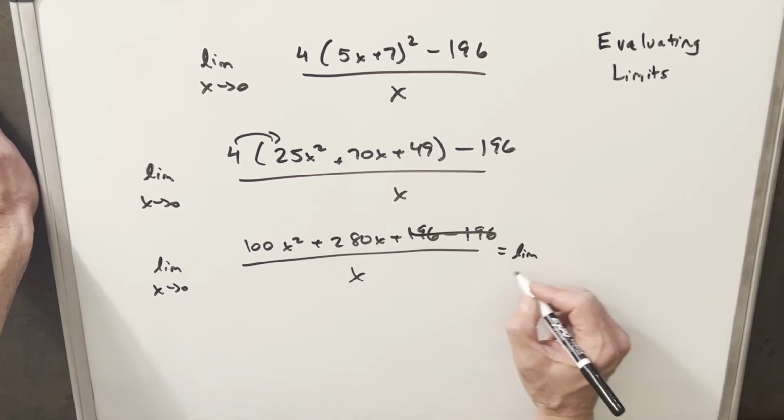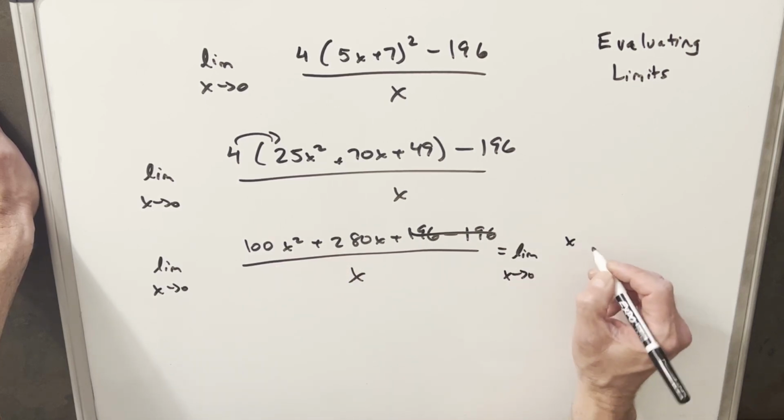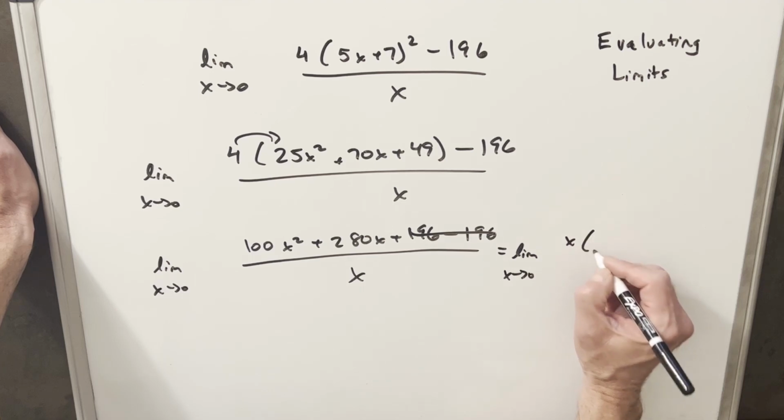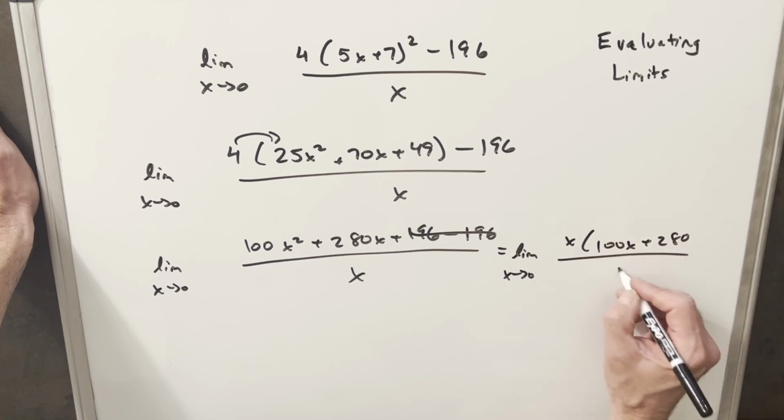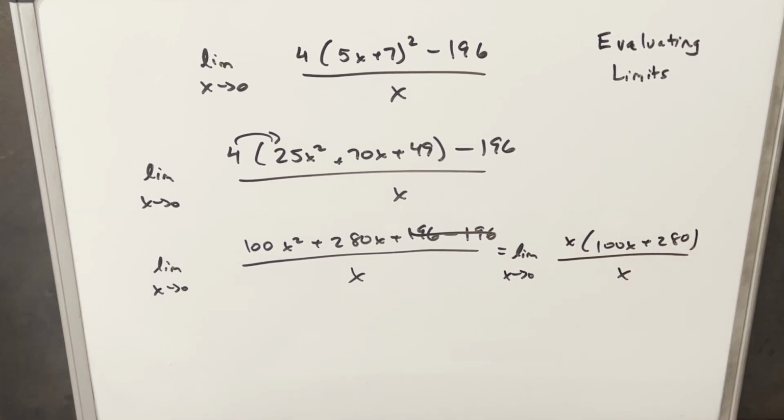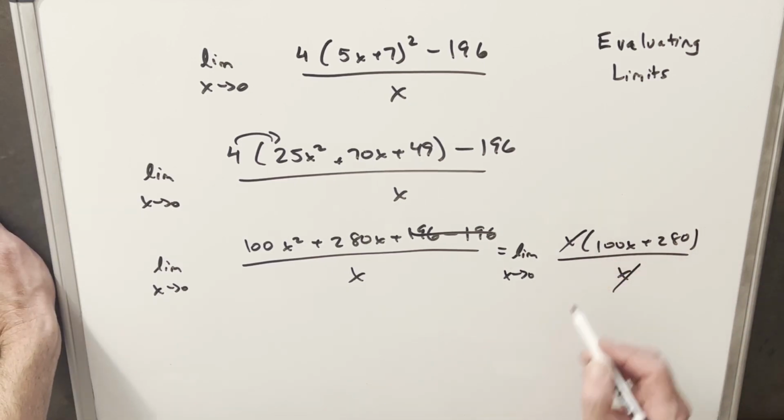I can actually factor an x out of this, right? So in our numerator, we're going to have x times 100x plus 280. And we still have this x in the denominator. Well, now we can cancel an x. That's exactly what we want, right? Because we were dividing by 0, and that's the key to this whole thing.